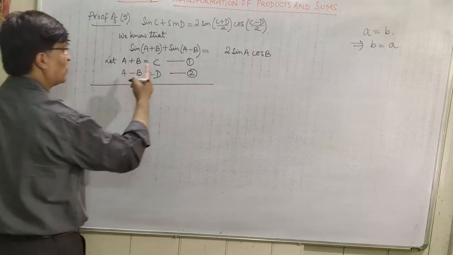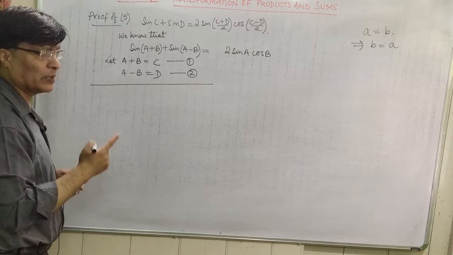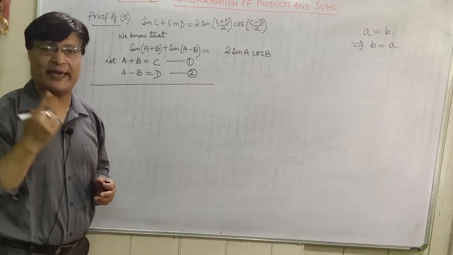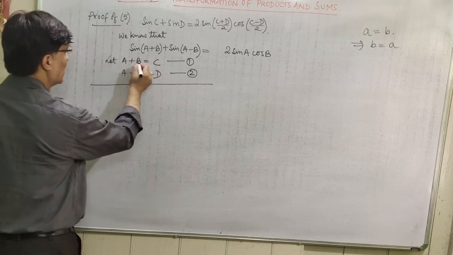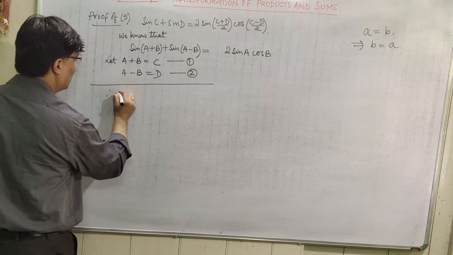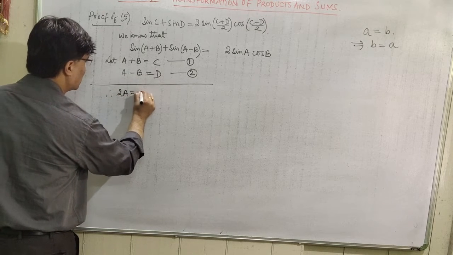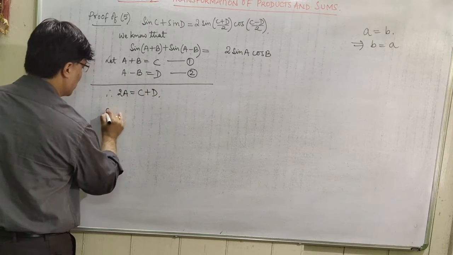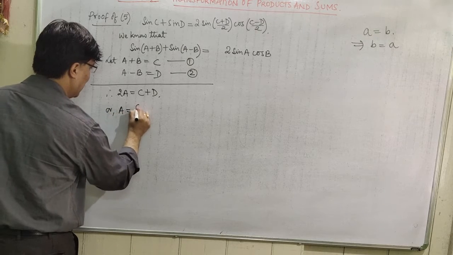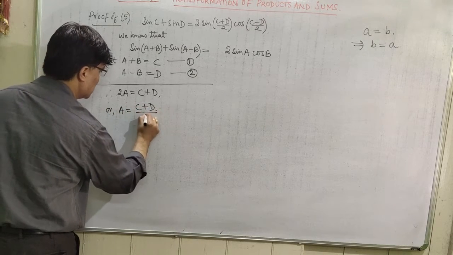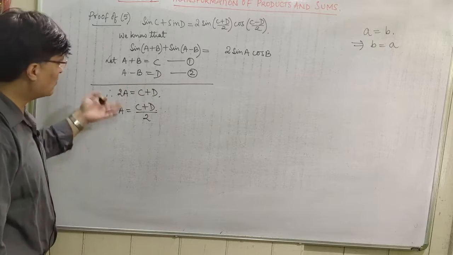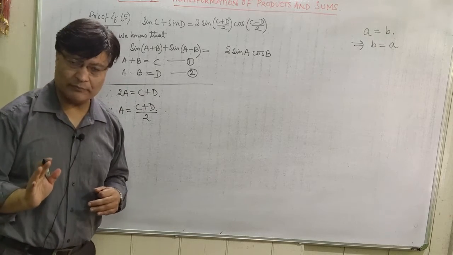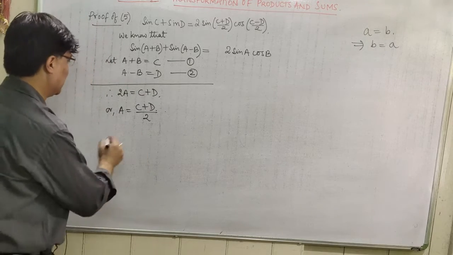Okay. So now let us solve this number 1 and 2. Let us find out those values of A and B. Okay. So here B gets cancelled. If you add them, A plus A is 2A is equal to C plus D, so what is the value for A? A is equal to (C plus D) by 2. So we have got the value for A. Is that clear? Now let us find out the value for B.